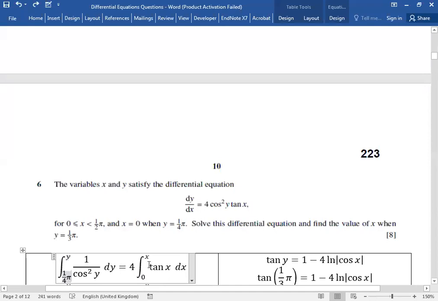Okay, now how do we integrate this? Tan को तो integrate करेंगे, but what about this? How do I integrate 1 over cos square y? I've told you कि trigonometry में जब power आती है, तो उसको कैसे integrate करते हैं? Either we use double angles or we use known derivatives.